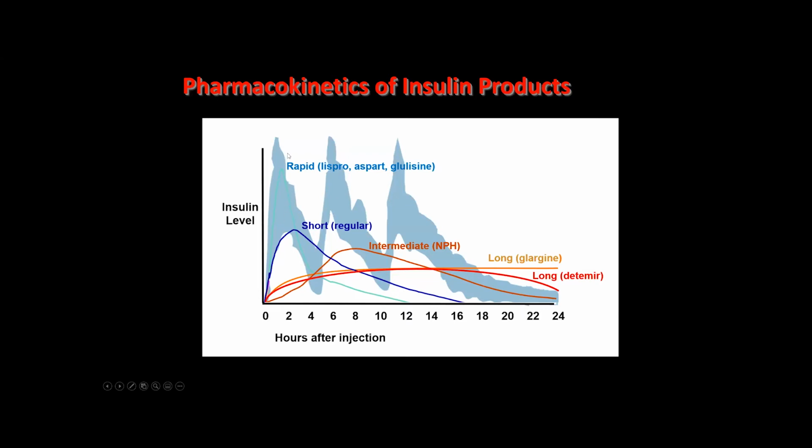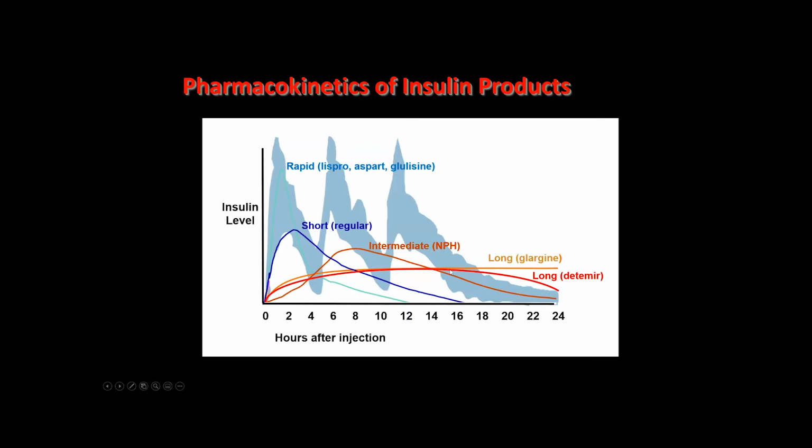And the rapid-acting insulins are Lispro, Aspart, and Glulisine. I think in Burma, they might have only Lispro and Aspart. It acts within half an hour. It peaks at 1 hour. Within 3 hours, it drops. So in 4 hours, the effect is almost gone already.